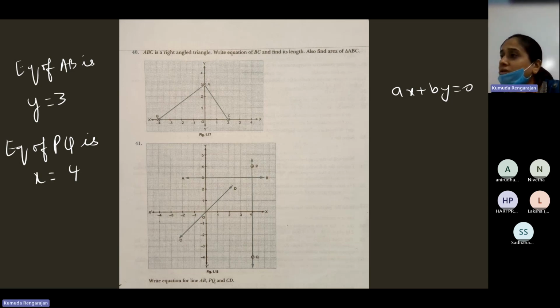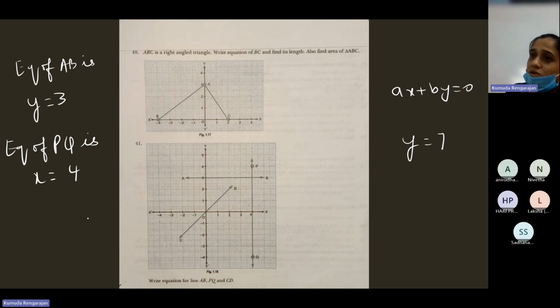If a line is parallel to the x-axis, the equation will be like, for example, y is equal to 7. In this y is equal to 7, there is y and there is a constant, 7. If you bring it this side, it will be minus 7. So there is a constant, but there is no x. So if x is not there, it's parallel to the x-axis. Y is equal to constant means it's parallel to the x-axis.